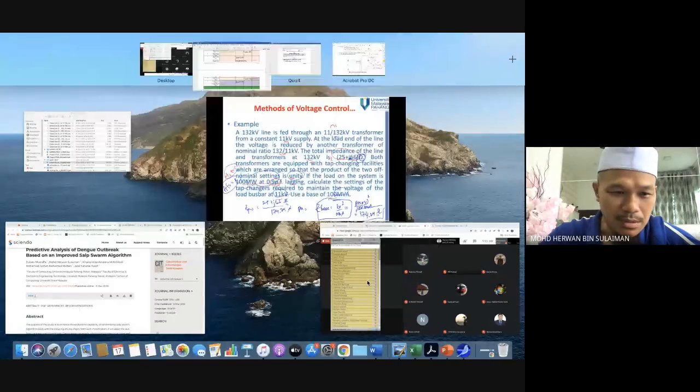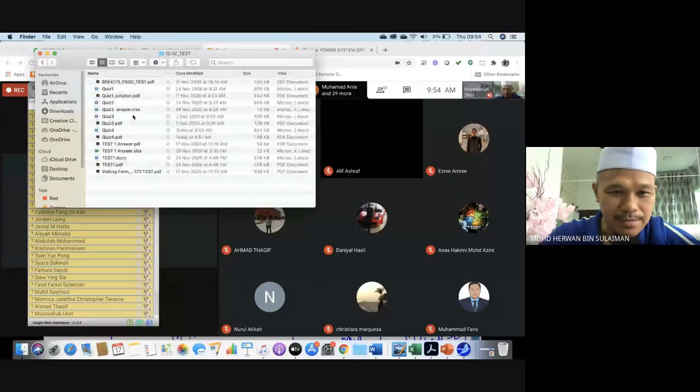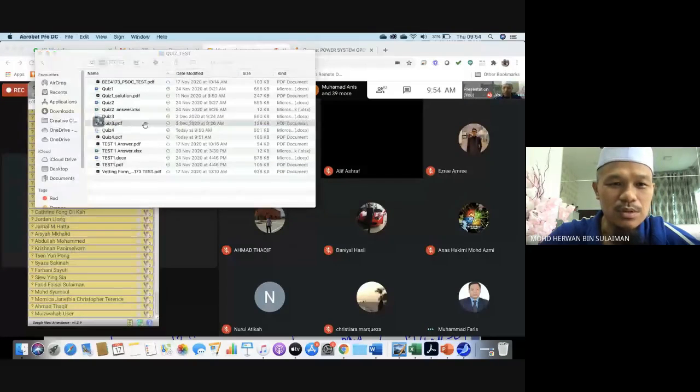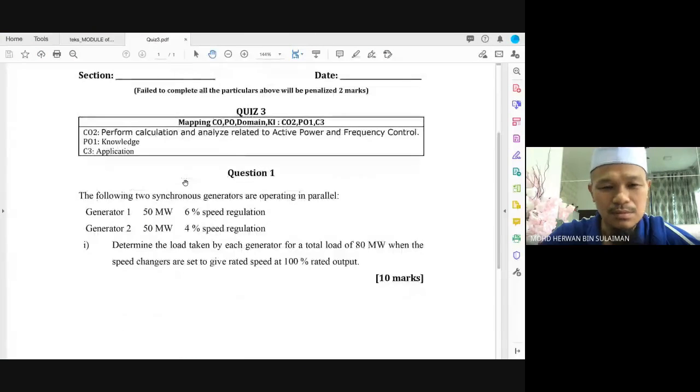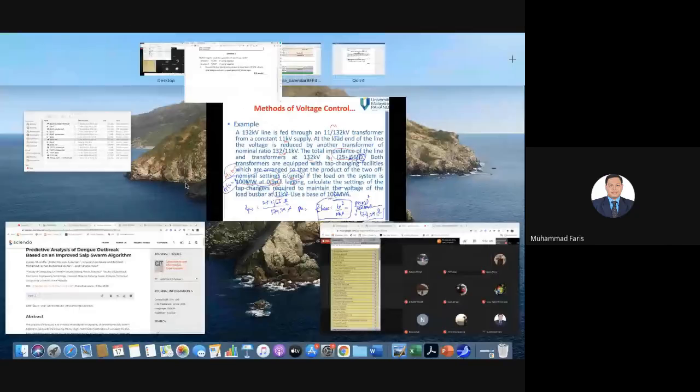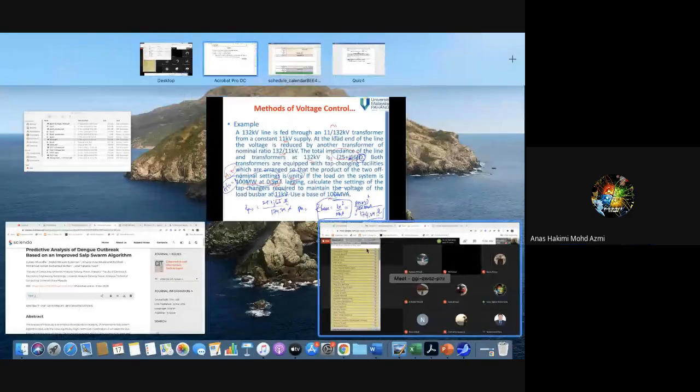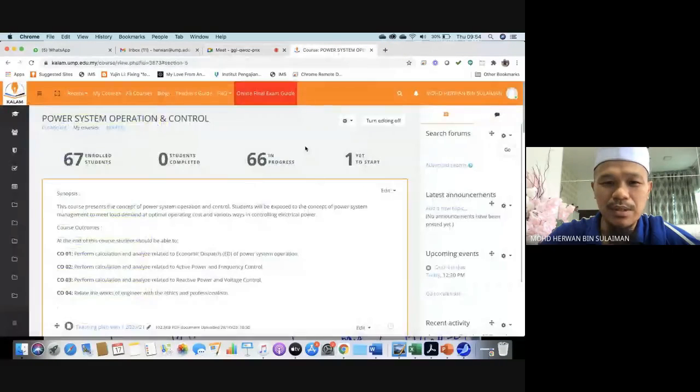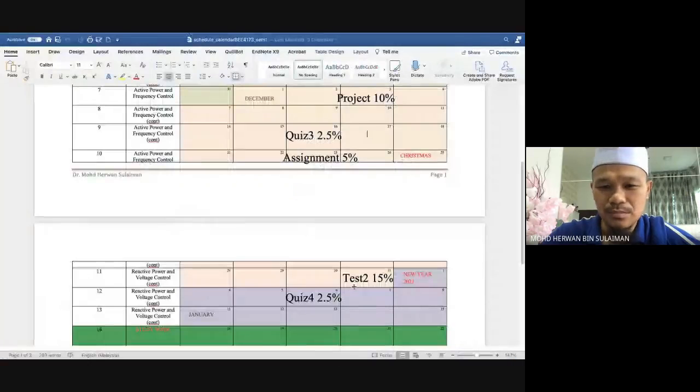Quiz kita berapa dah? Quiz 4 dah kan? Quiz 3 ni bila? Quiz 3 saya dah bagi dah kan? Dah, so tinggal quiz 4 dengan assignment dengan test. Okay. So test kita maintain lah 31 bulan. So next week kita akan cuba discuss, saya akan bagi assignment dan juga kita akan discuss contoh-contoh soalan selepas.